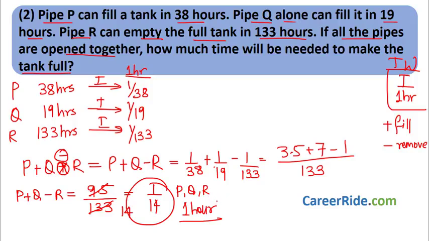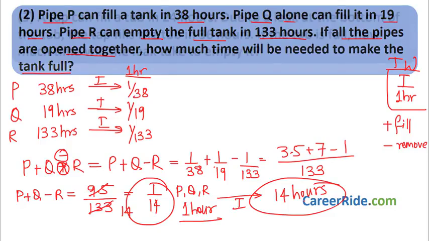So the entire tank would be filled in how many hours? Simply invert, that would be 14 hours, right? Because 1 by 14 inverted is 14 by 1, that is nothing but 14 hours. So when pipes P, Q and R are opened together, 14 hours are needed to make the tank full. Moving to question number 3.